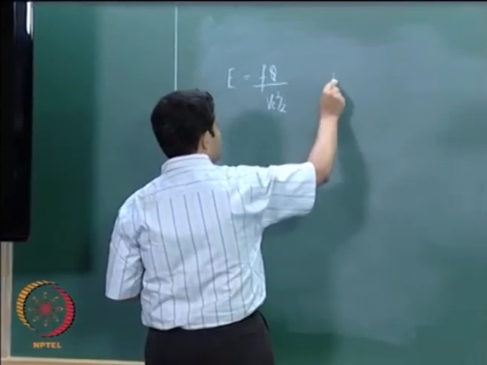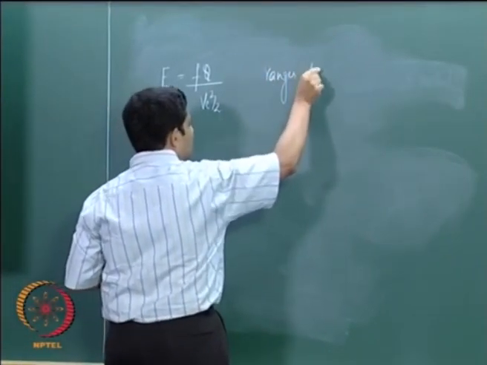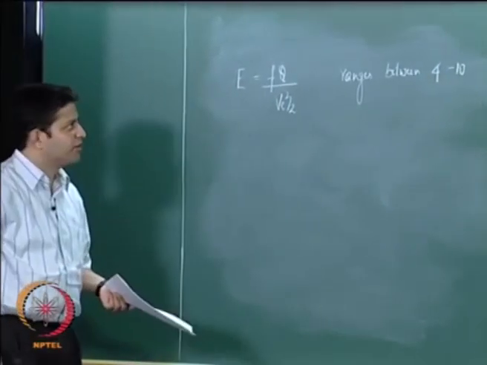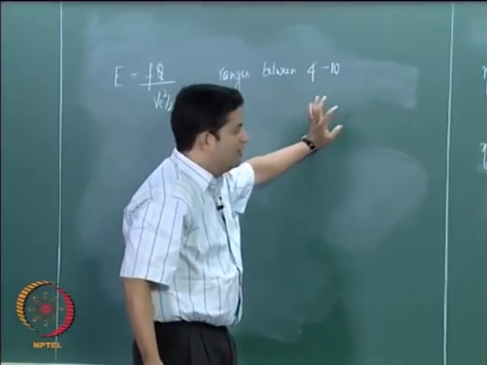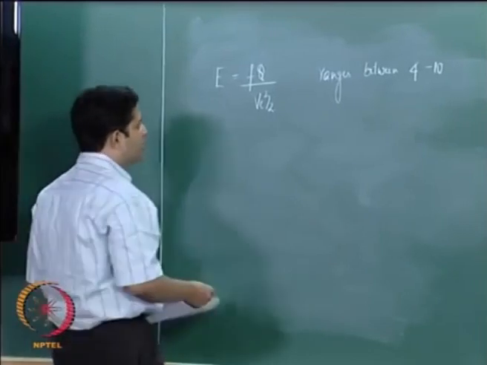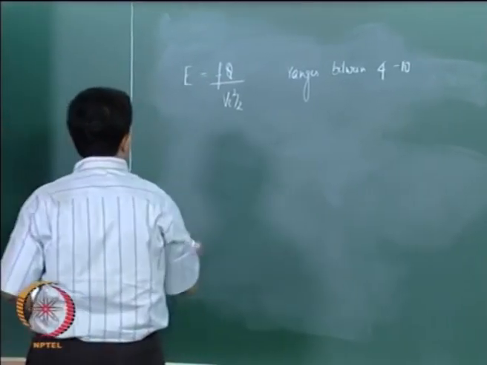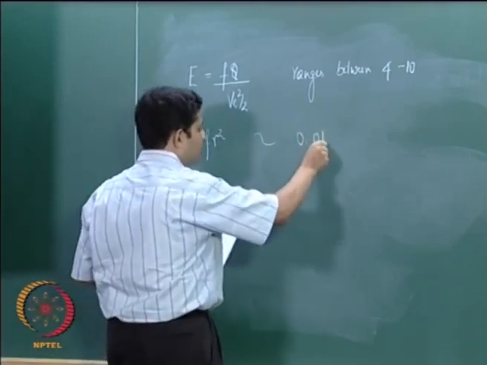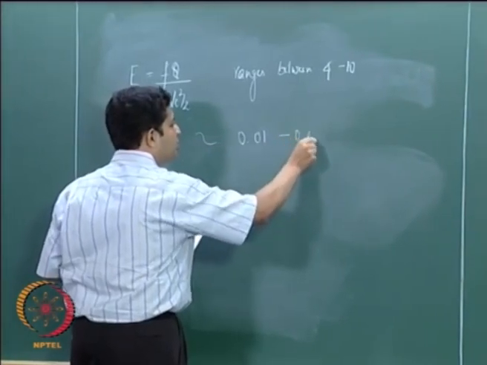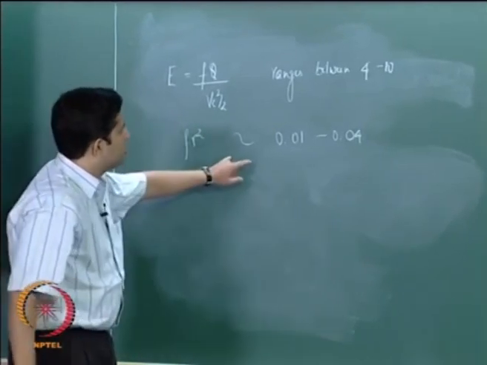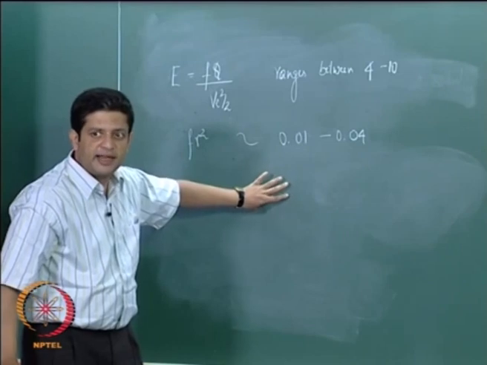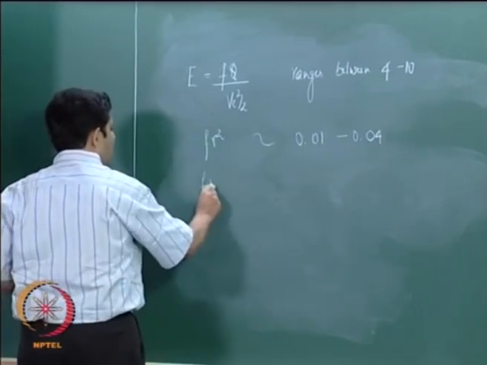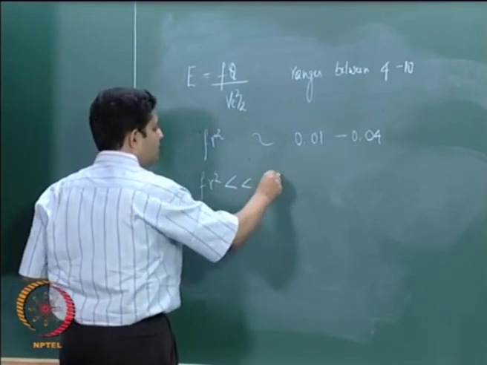Now this ranges between four to 10 for air breathing engines. And if you look at the other quantity, that is fR square, fR square is typically between 0.012 and 0.04. So this is very small compared to E. Therefore we will neglect this portion. For air breathing propulsion, fR square is very much less than E.